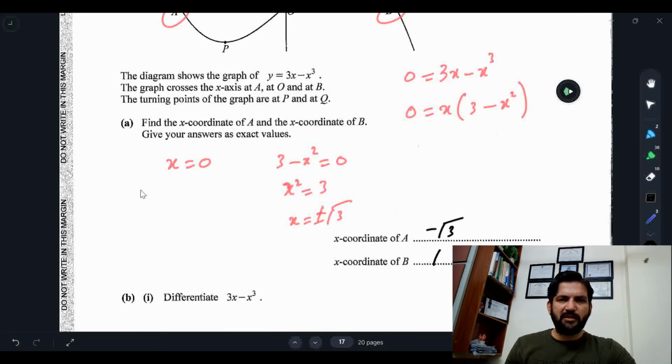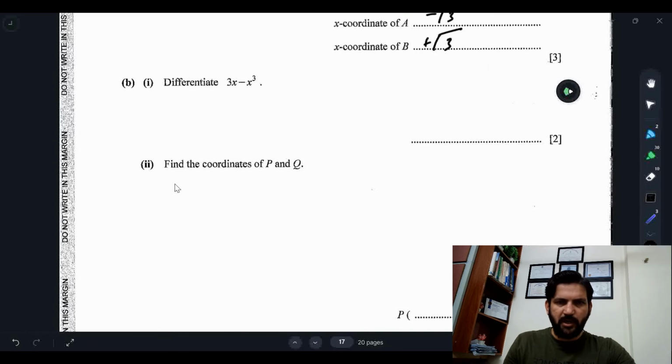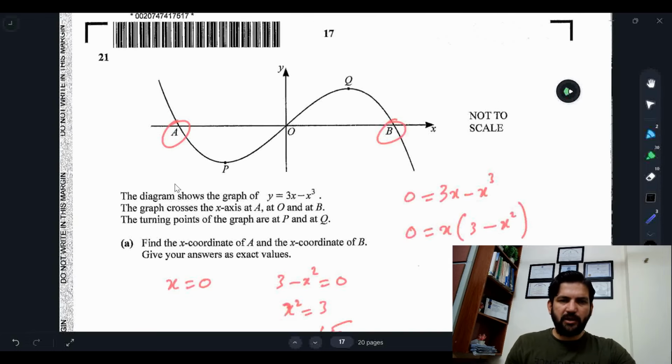Differentiate 3x minus x cube. So how can we differentiate it? The differentiation will be 3 minus 3x square. Find the coordinates of P and Q. Now P and Q are basically the stationary points, as they are saying that P and Q are the turning points.